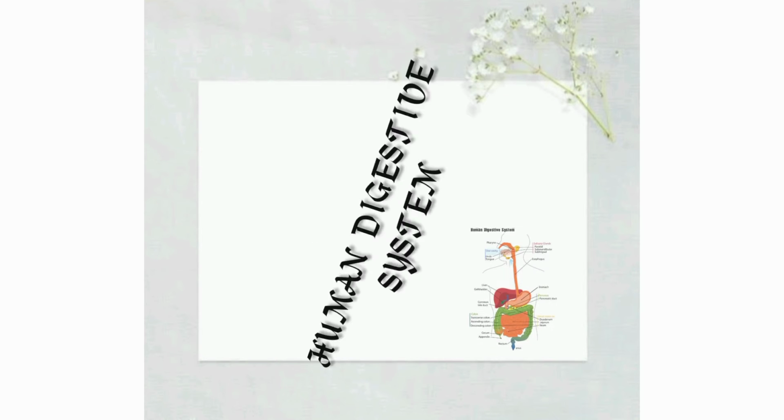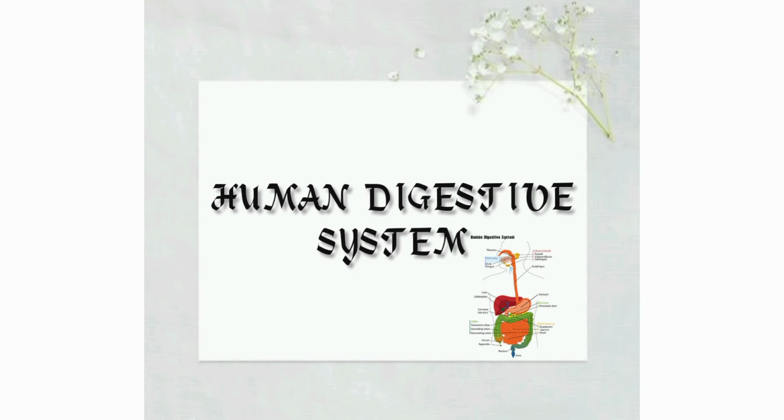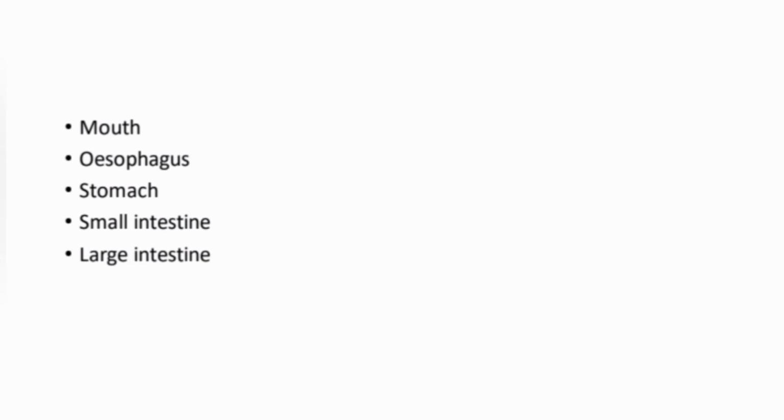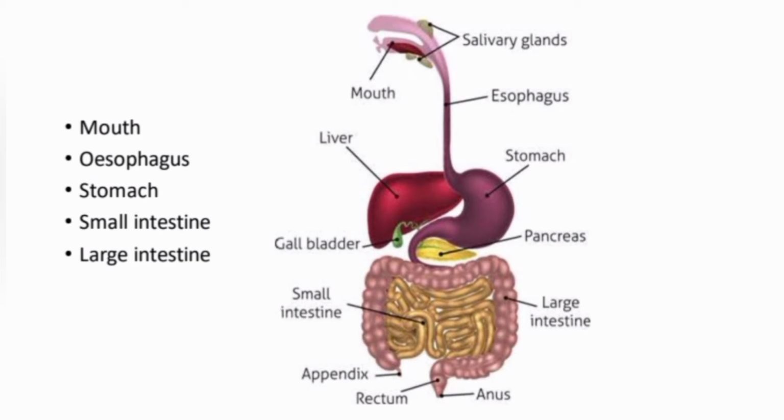Today we are going to discuss the human digestive system. Nutrition in human beings takes place through the human digestive system. The human digestive system consists of the alimentary canal and its associated glands. The various organs of the human digestive system in sequence are the mouth, esophagus, stomach, small intestine and the large intestine.